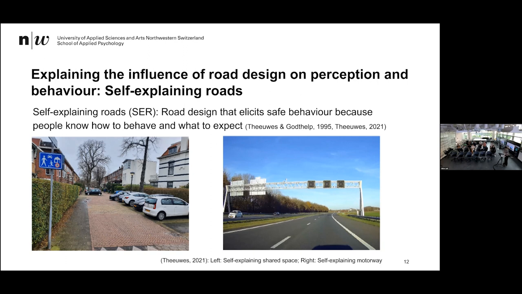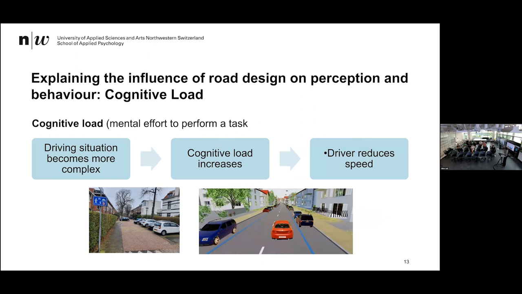Maybe in addition, there are other explanations that go together with the idea of self-explaining, but also an add-on, to better understand why we can observe a relationship between road design and behavior. So one of them is cognitive load. So it's all connected with self-explaining, and the idea is the higher the cognitive load, the more resources the driver needs to drive. So in order to have sufficient capacity to deal with the challenges while driving, they reduce speed.